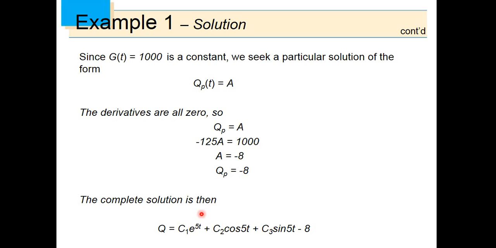Now, the complete solution using the method of undetermined coefficients for our higher order DE then will constitute the q sub c and the q sub p, which we have added. So this is now the solution of that particular higher order differential equation, in which your g of t is a constant in the form of 1000.